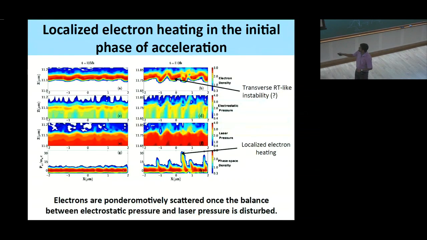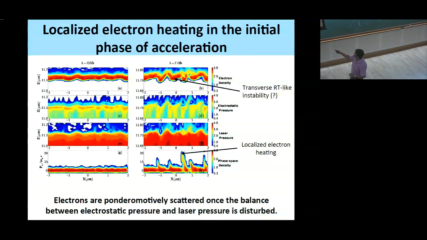So in the early phases, I have more or less the flat target, and I'm seeing slight modulation starting at the front of the target, but the balance between the electrostatic pressure and the laser pressure is still fairly good. This red line is where the laser is now also sitting on it, and there's a fairly good balance. Because of that, there is hardly any heating in the electron phase space.